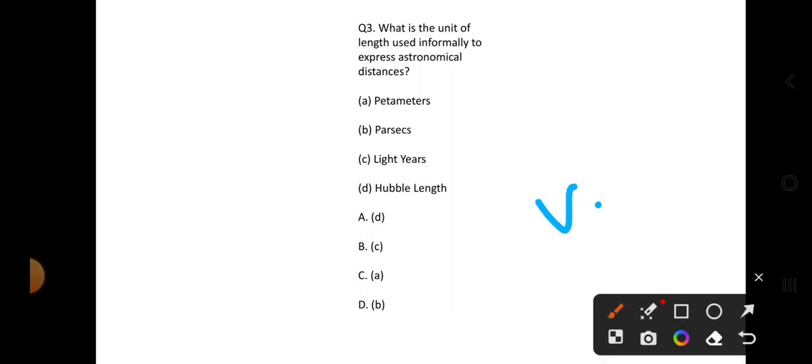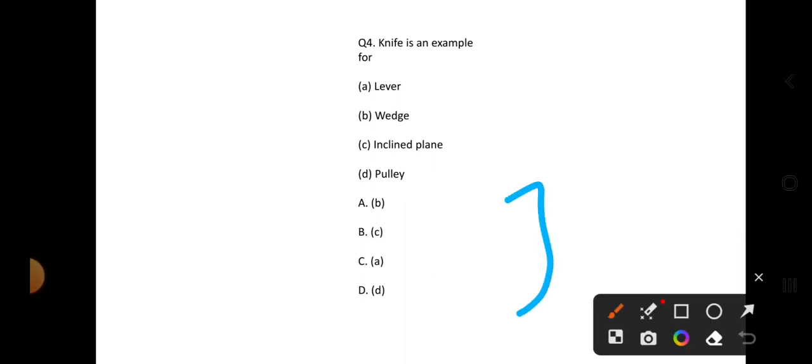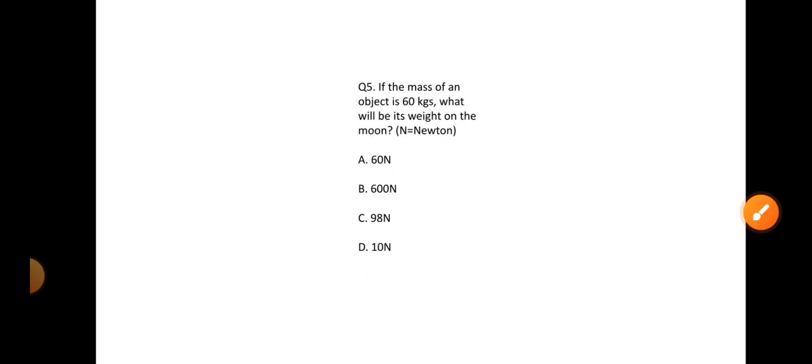Third, what is the unit of length which informally is used to express astronomical distances? A very easy question, so write your answer. Fourth, knife is an example for lever, wedge, inclined plane, or pulley. Very easy again. Out of these four answers. If the mass of an object is 60 kgs, what will be its weight on moon? Very easy again.